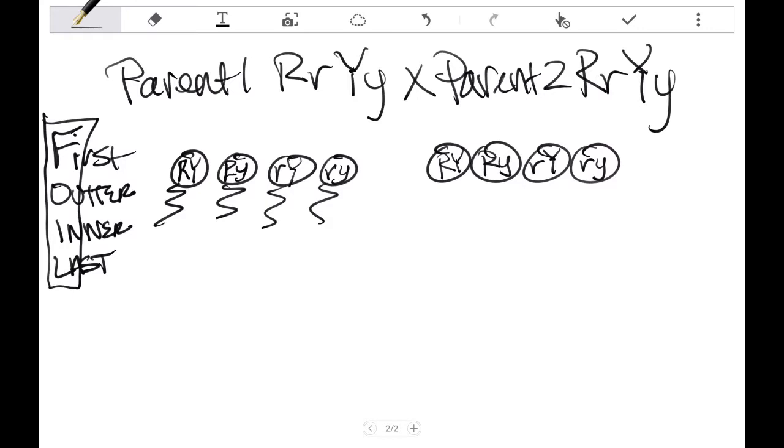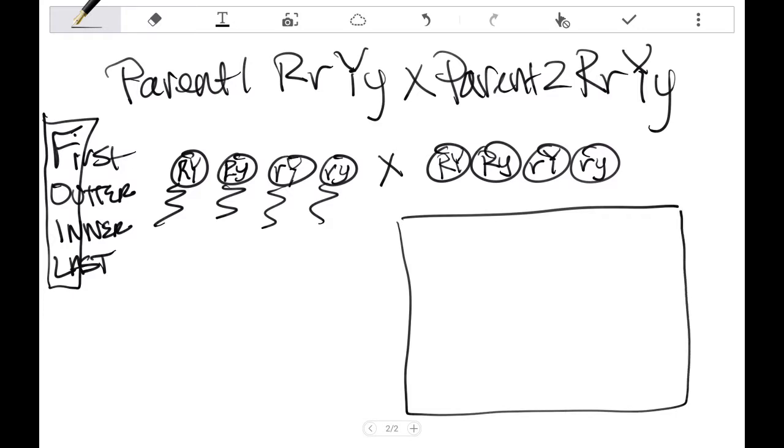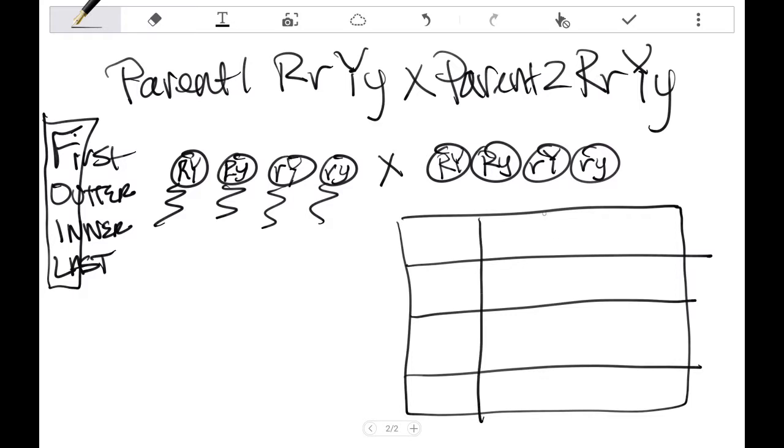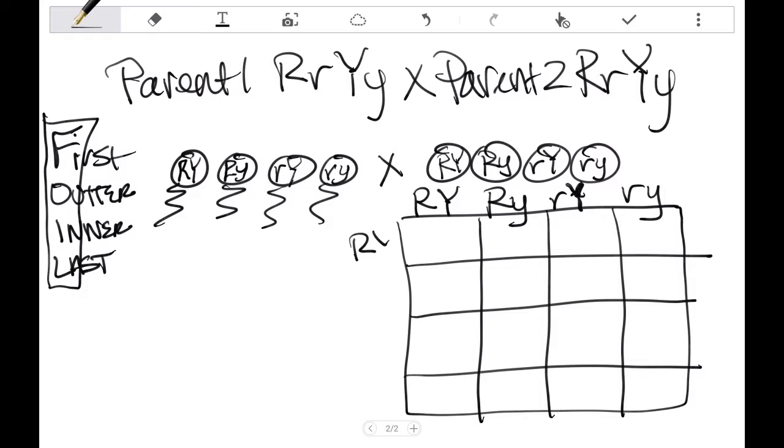Let's figure out what all of the combinations could possibly be. There are 1, 2, 3, 4 gametes, so it's going to be a 4 by 4 grid. Here's a Punnett square. We'll do 1, 2, 3, 1, 2, 3, which gives us 4 by 4. Parent 1, again, will have their alleles written across the top, and for parent 2, we'll write them along the left of the Punnett square. Here we go: uppercase R, uppercase Y. Oops, that's a fancy Y. And parent 2.